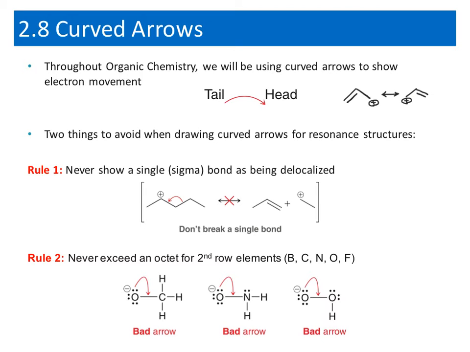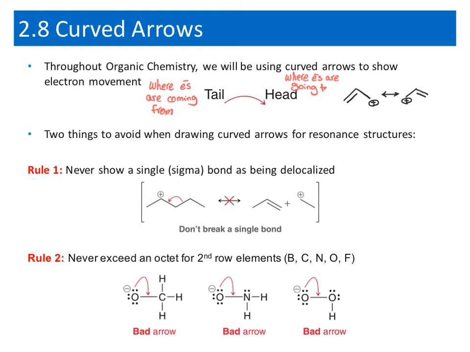In organic chemistry, we have an arrow we call a curved arrow, and that shows the movement of electrons. It has two parts. The tail shows where the electrons are coming from, the source of electrons, and the head shows where the electrons are going to, the destination of the electrons.